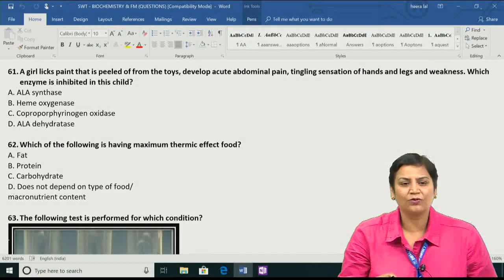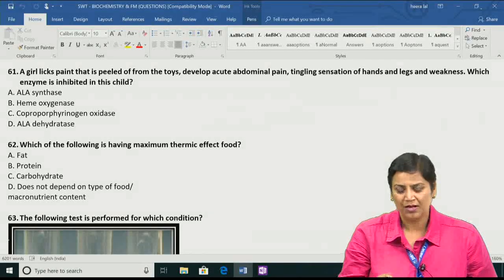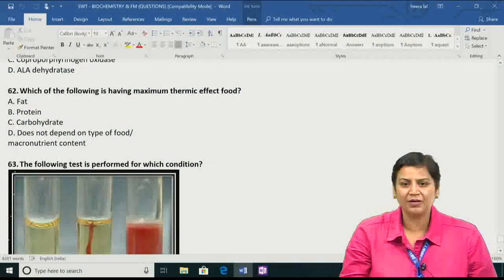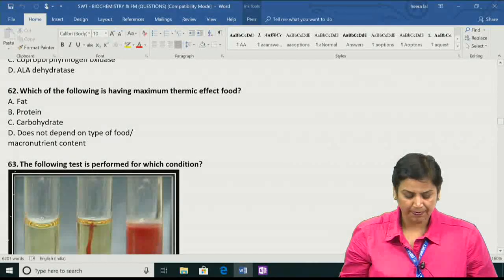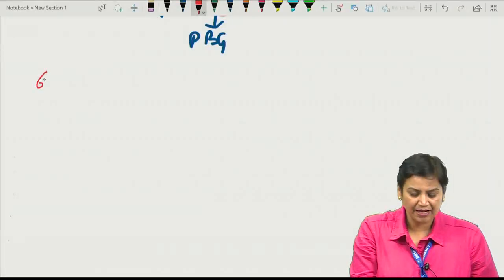Next question is, which of the following is having maximum thermic effect of the food? Maximum thermic effect is simply nothing but the specific dynamic action of the food.